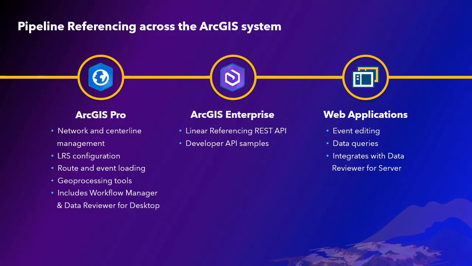Pipeline referencing is an enterprise linear referencing extension designed to extend linear referencing capabilities for the pipeline industry across the ArcGIS system. It includes tools within ArcGIS Pro to support centerline and route management, along with a suite of geoprocessing tools to support configuration, data loading, and analysis. Also included is a REST API within ArcGIS Enterprise, which supports editing, sharing, and analysis of your linear reference data, which also opens up the ability to extend linear referencing capabilities into third-party applications. Pipeline referencing also includes a web application called Event Editor, which brings event characteristic and asset editing, along with data QC on those events, into a web experience.